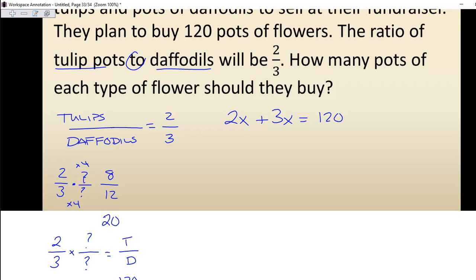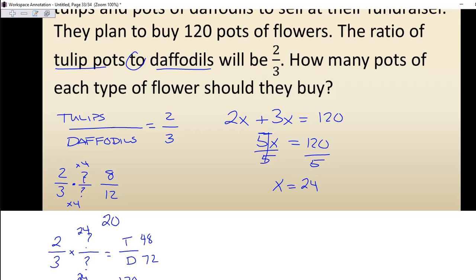So the way we do this is we set up this extended ratio. 2x and 3x gives me a total of 5x. So 5x is equal to 120. Divide by 5, and x is equal to 24. That means if I plug in 24, that's my magic number. Now 2 times 24 is going to give us 48. 3 times 24 is going to give us 72. If you add these two up, 48 and 72 gets 120.